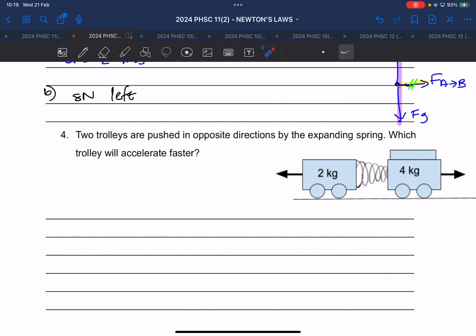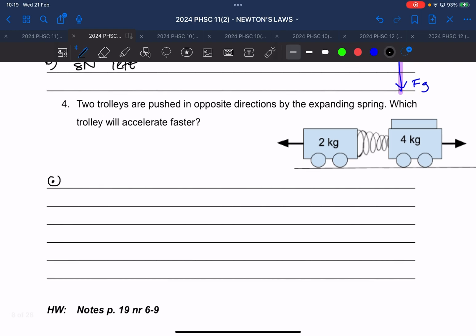The same. Why is it the same? Because according to Newton's third law, the force that A exerts on B will be the same as B on A. You with me? Right. So when they ask a question like this, they ask which one will accelerate faster. You hear acceleration, hope you think.